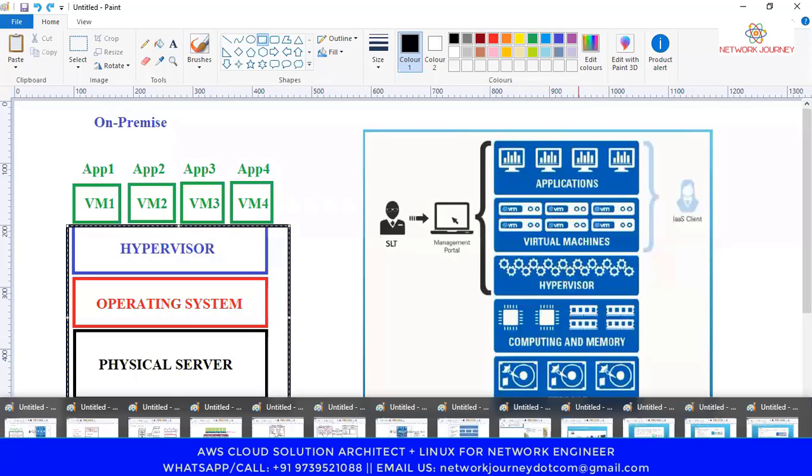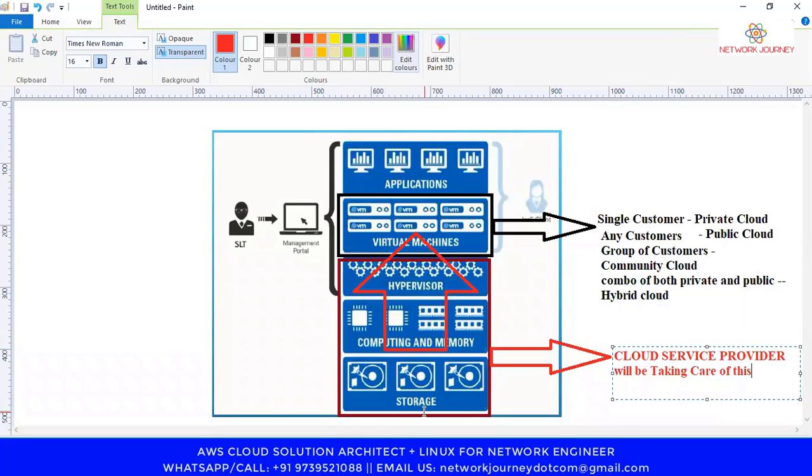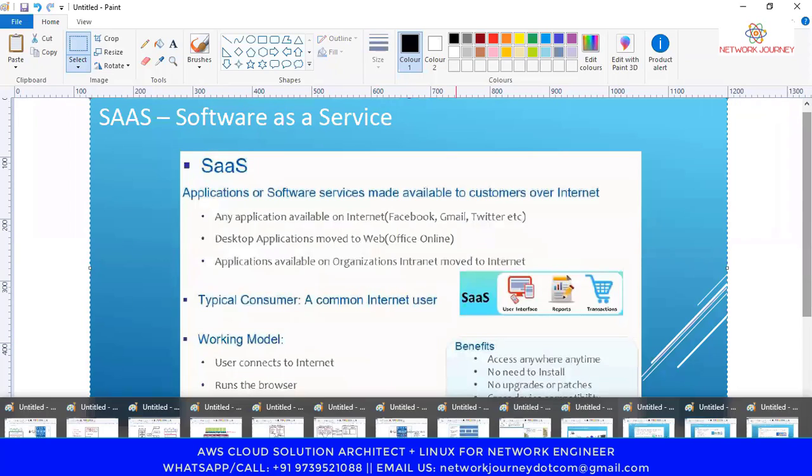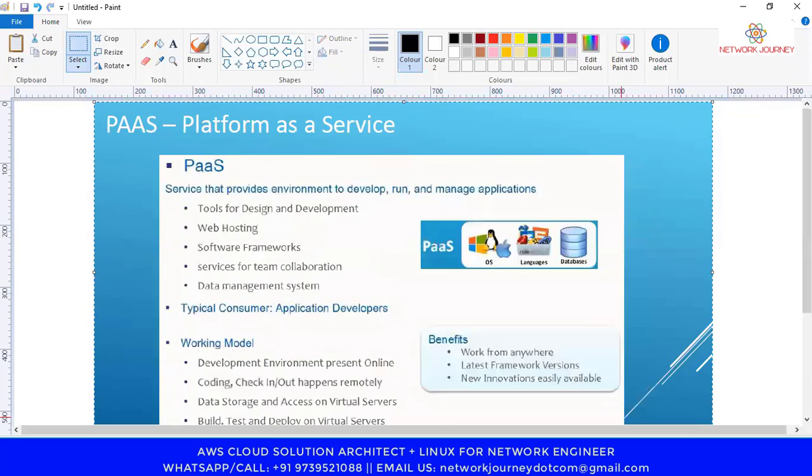Okay, got it. That is called software as a service. As per this example, starting from the bottom to top, everything is taken care of by the cloud service provider. That is called software as a service. Now, platform as a service. What is meant by platform as a service? Platform as a service is mainly for the developers. So mainly developers are going to use platform as a service.